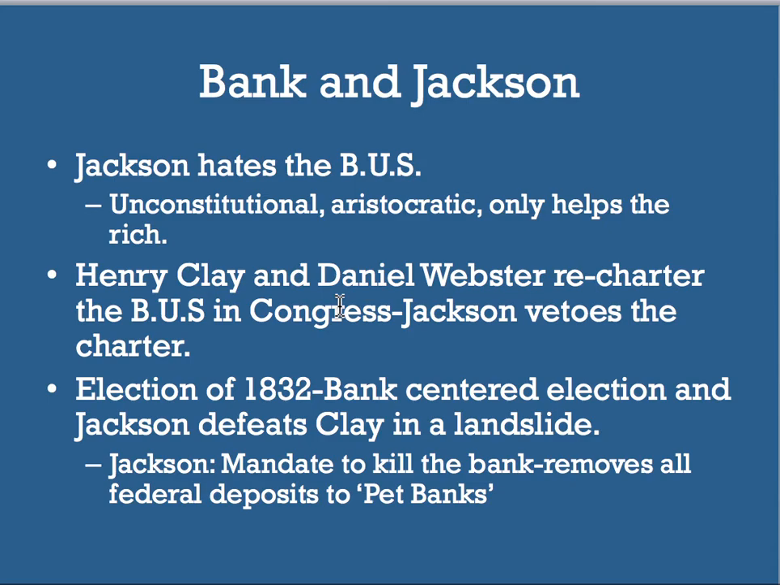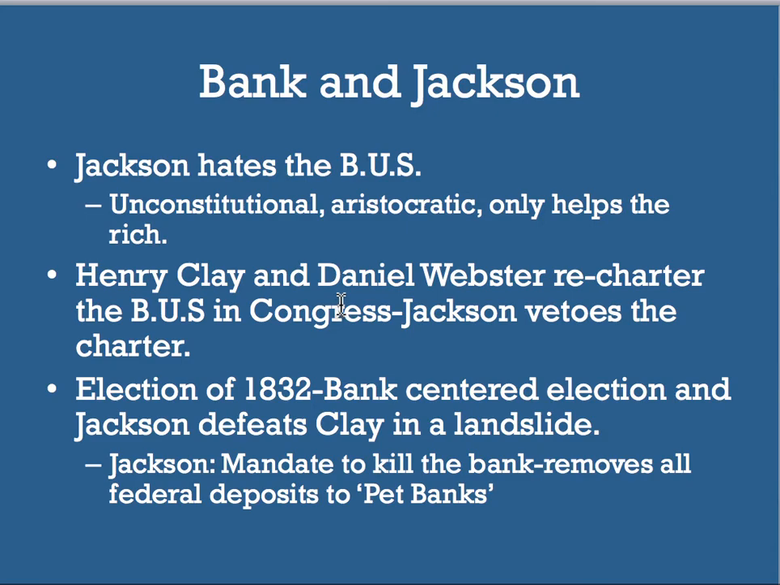Jackson wins in a landslide. He defeats Clay again. And Jackson looks at this as a mandate that the American public have spoken on this issue of the bank, and the American public agrees with Jackson's views. Now, Jackson vetoed the bank in 1832. The bank's not going to go away until 1836, but Jackson looks at that election as the American people speaking, and he uses that opportunity to take all federal money out of the bank and put it in state or local banks that are loyal to him, known as pet banks.